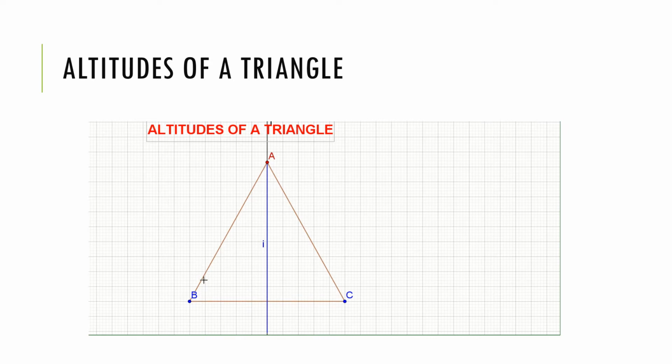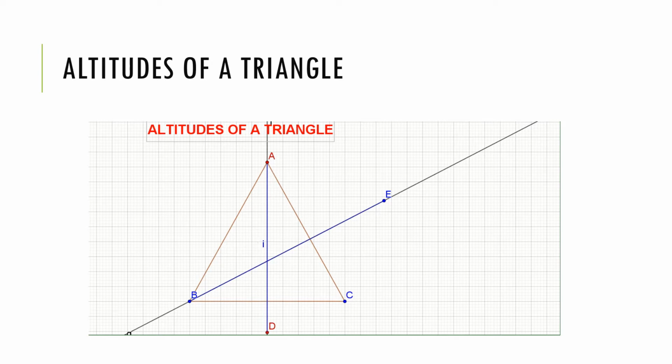Now, let me show you the other altitude that can be drawn. That can be drawn from the vertex B to the side AC. It is a perpendicular drawn from the vertex to the opposite side AC. So to be specific, let me show this blue color line. BE is the altitude drawn to the side AC, just as AD is the altitude drawn from A to BC.